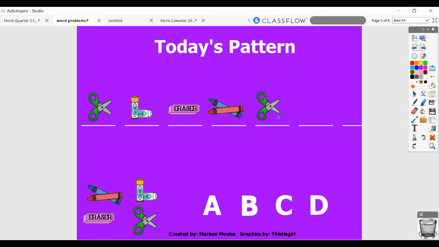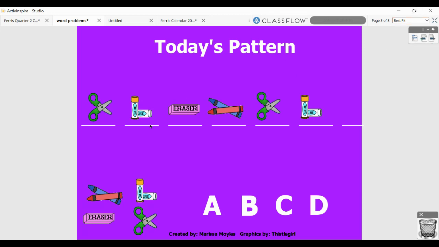If I'm not sure what comes next, one strategy I can use is I can look to see what came after scissor before. Well, it looks like it was scissor and then glue. So I know that glue is going to come next. Scissor, glue, eraser, crayon, scissor, glue. What came after glue before? Eraser, and then what comes after that? Crayons. These four objects are repeating over and over again.